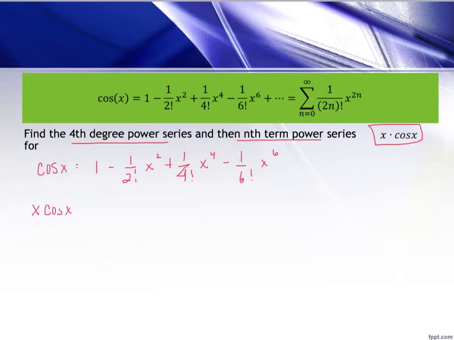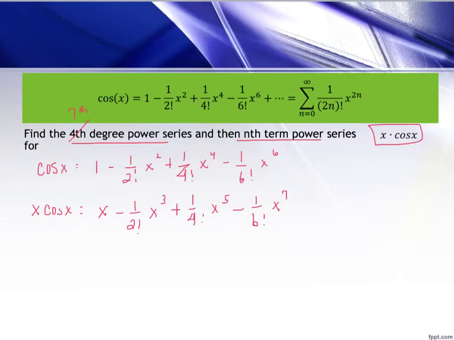So x cosine becomes x minus 1 over 2 factorial, then this will be x cubed, because x times x squared would be x cubed. Then we'll have plus 1 over 4 factorial, x to the 5th. And I guess I should have been careful about this. You actually can't find a 4th degree power series, so we'll stop when we get to the 7th degree power series. And then this will be 1 over 6 factorial, x to the 7th.